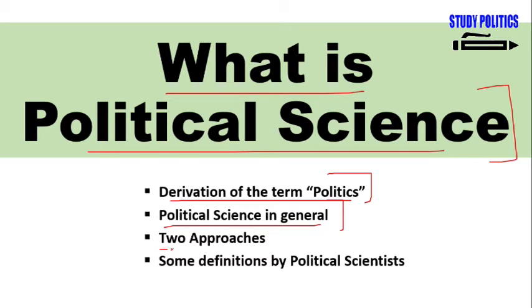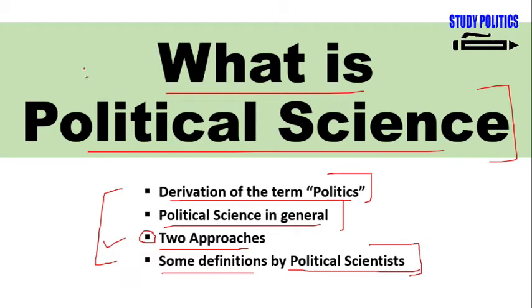Then we will see two approaches to define political science, that what are the two approaches by which we can define political science. Then on the basis of these two approaches, we will see some definitions of political science by some eminent political scientists, that how they have defined political science. So in this video, we will see all these things and we will try to conceptualize our concept of what is political science. So let's start.